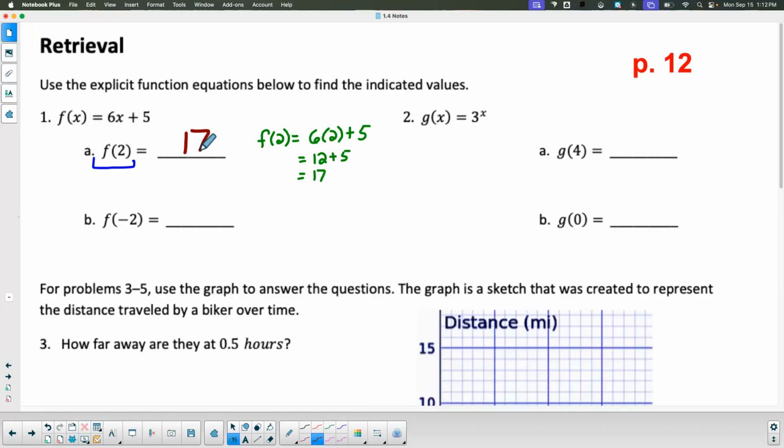Yes? Okay. F of negative 2. Now I'm going to plug in negative 2. 6 times negative 2 is negative 12. Negative 12 plus 5 is negative 7. Okay.